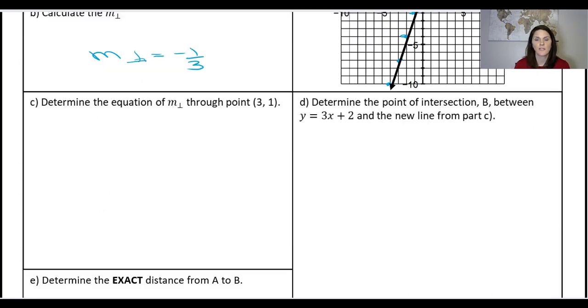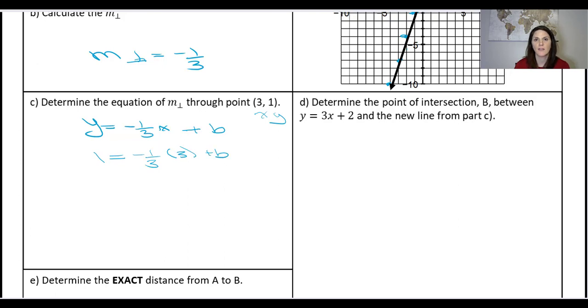Okay, so using y equals mx plus b, we're going to sub in the perpendicular slope. So y is equal to negative 1/3 x plus b. Next, we're going to sub in 3 for the x and 1 for the y. So 1 is equal to negative 1/3 times 3 plus b.